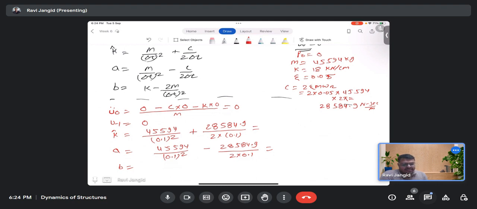For this, k is given as 18 kilonewton per centimeter, so that will become 18 into 10 raised to power 5, which is Newton per meter, minus 2 into m, which is 45594, over 0.1 square. Okay, so can you give me those values?